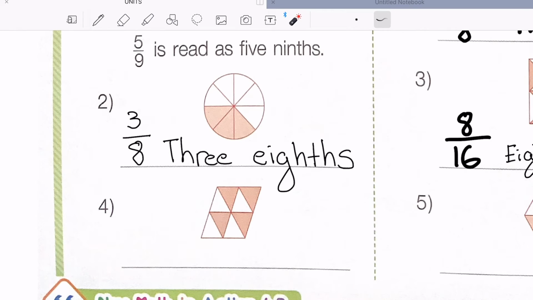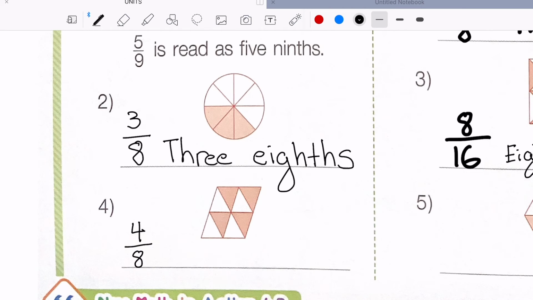Let's take a look at number 4 now. How many triangles do we see this time? We see 1, 2, 3, 4, 5, 6, 7, 8. 8 triangles this time. So we already can write 8 as the denominator. Let's check out how many triangles are colored. 1, 2, 3, 4. 4 triangles are colored. So we can write that for the numerator. Again, how do we write this? We can take a look at the top. What does it say there? It's just the number 4.